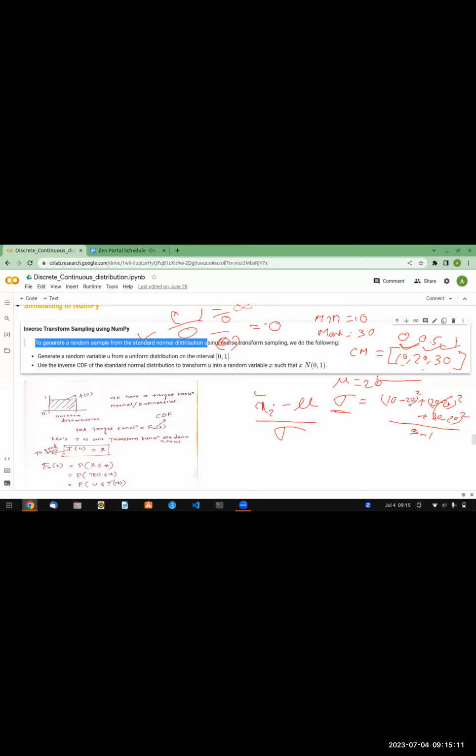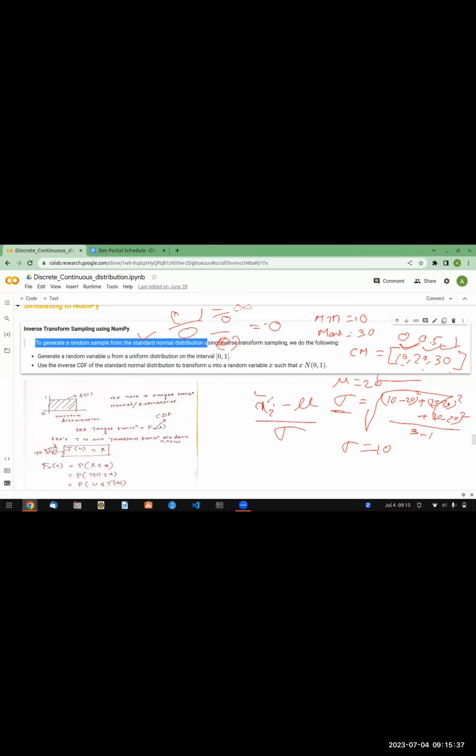So what is the value here? This is 0. This is 100 plus, and this will be the root of this, right? So this will be 100 plus, this is also 100. 200 by 2, that is 100, so sigma equals 10. Okay, mu you calculated as 20, sigma comes as 10.